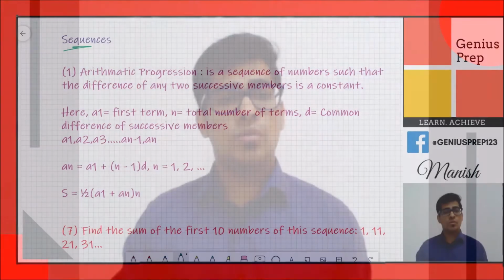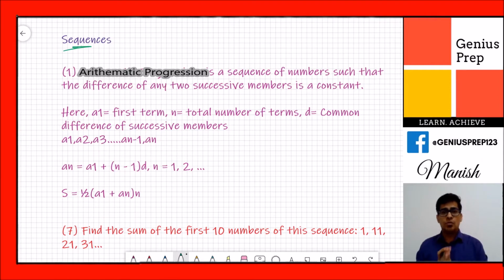Okay, so there are mainly two types of sequences you will see. First is the arithmetic progression, second is the geometric progression. A progression is a kind of sequence. It is a sequence of numbers in such a way that the difference of any two successive numbers is a constant.